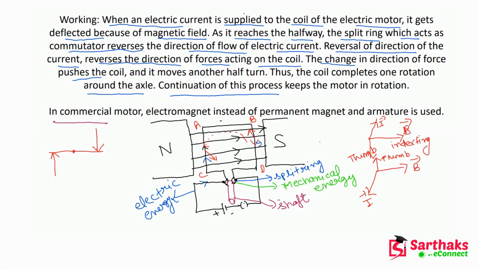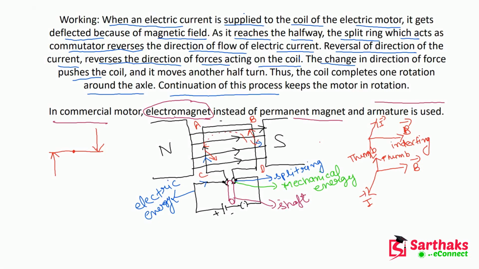In commercial motors, electromagnet is used instead of a permanent magnet and armature. Basically it is saying that nowadays we use electromagnets instead of permanent magnets. The example which I gave you here, we took a permanent magnet, but nowadays we are using electromagnets in these types of motors. I hope guys you understand this concept fully.